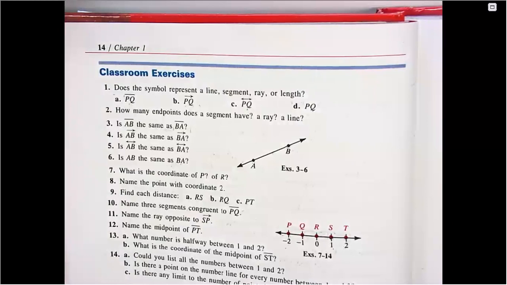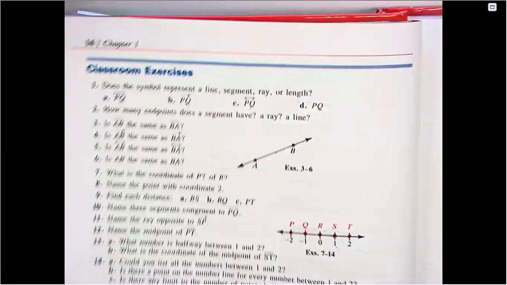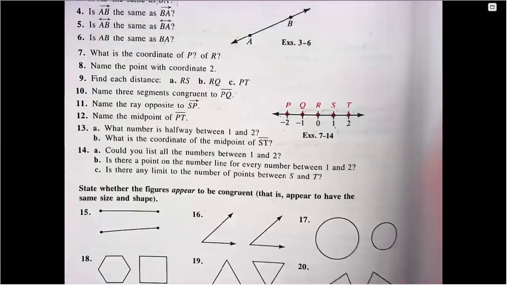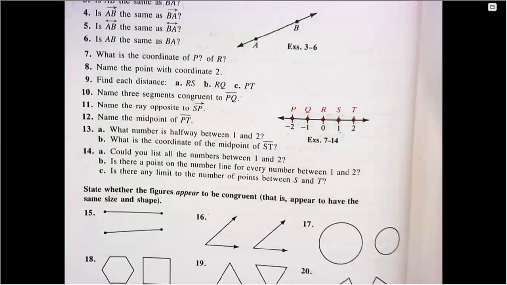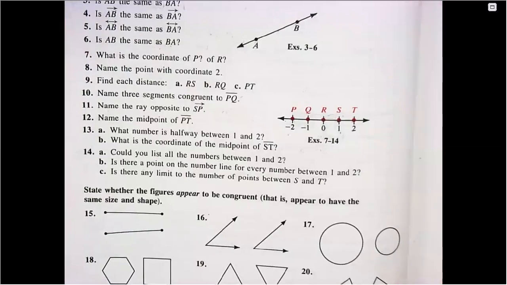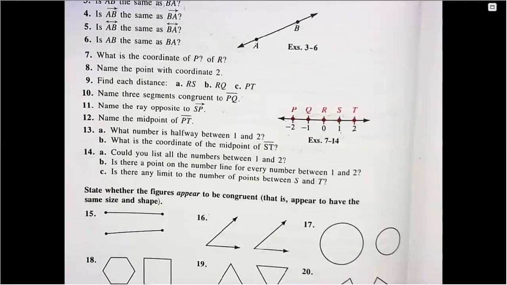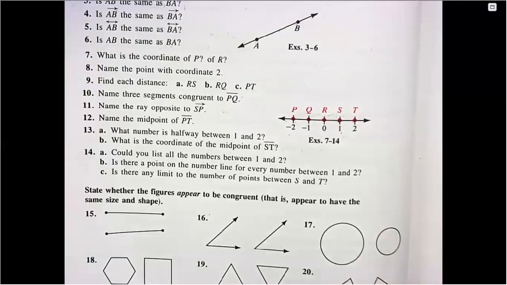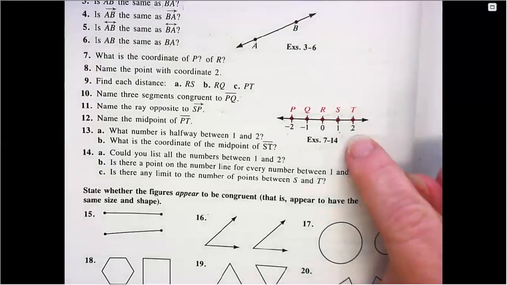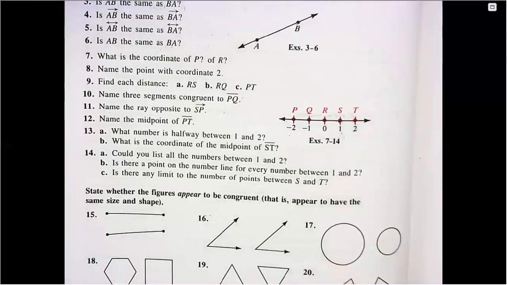Jumping down to the number line problem here. It says, what is the coordinate of P? So coordinate would be a number value associated to it. So according to that picture, P has the number value of -2, and R has the number value of 0. Okay. So the point, though, remember we said every point has a name and it's a capital letter. So if we look at number 8, the capital letter that goes to number 2 is T. Okay, so that's what they're looking for.